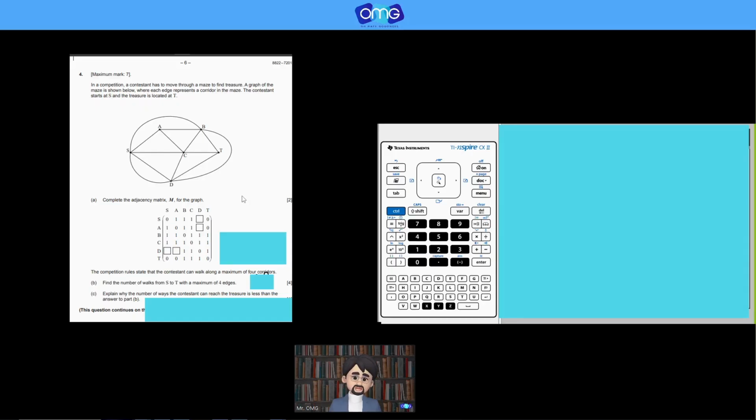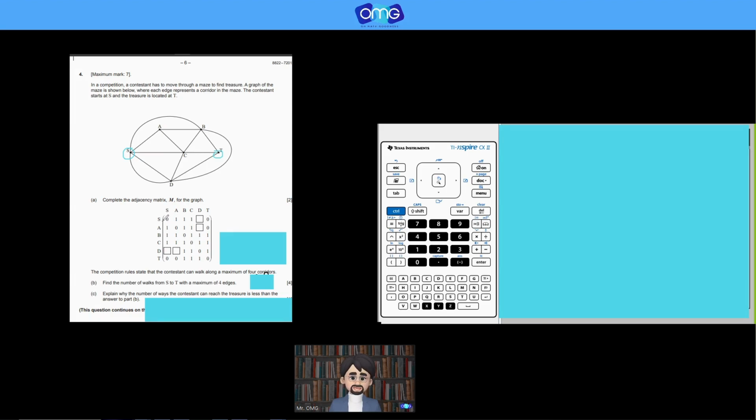In a competition, a contestant has to move through a maze to find treasures. This graph maze is shown from S to T. So this is the start and this is the treasure. We can go from A, C, B, D. So let's use this matrix for graph theory.